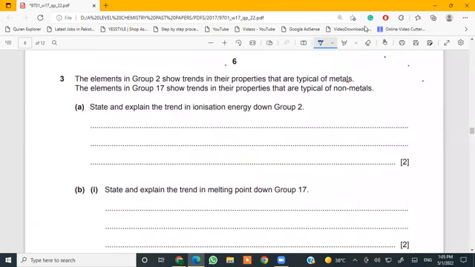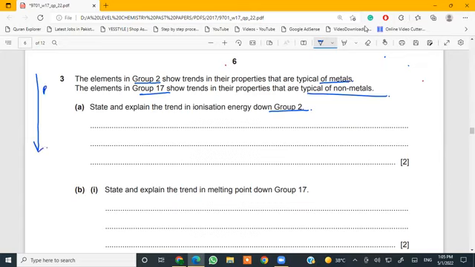Okay, so now question 3 says the elements in group 2 show trends in their properties that are typical of metals. Elements in group 17 show non-metallic properties. State and explain the trend of ionization energy down group 2. So this is a typical question of ionization energy. So what happens to ionization energy as we go down any group, not just group 2, any group.